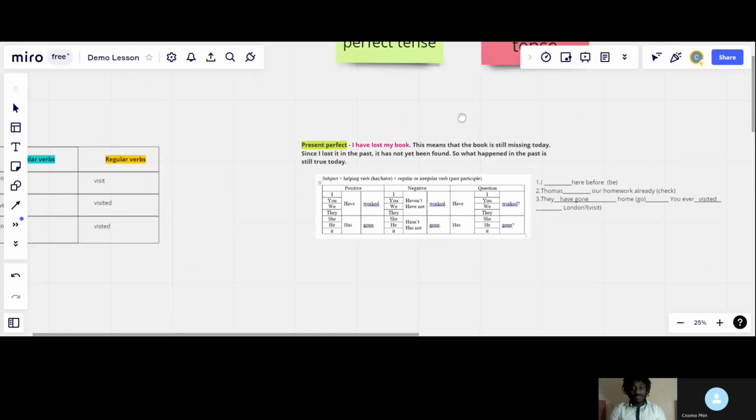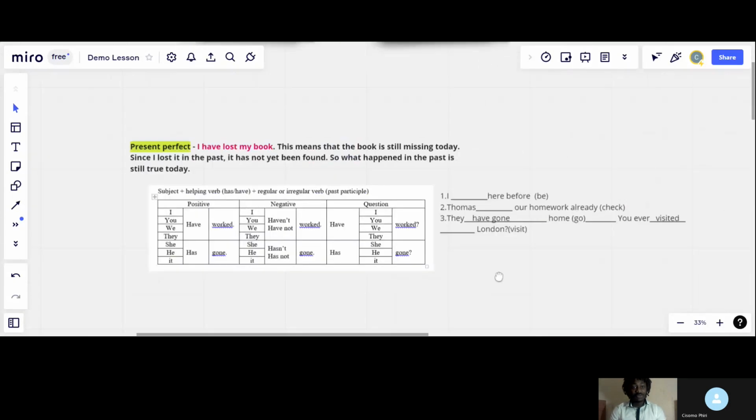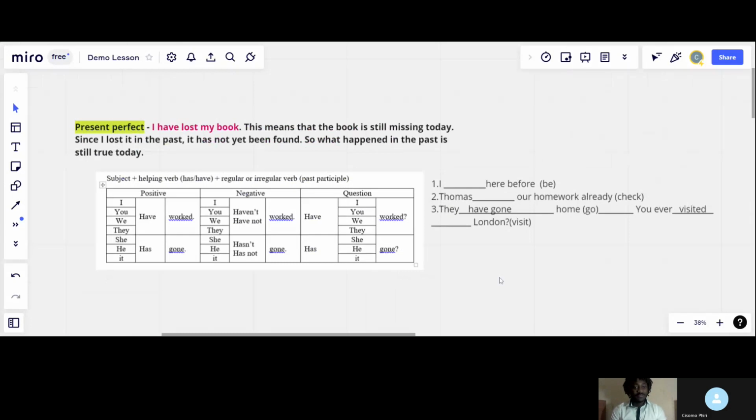So, what is a present perfect tense and how do we use it? I'll give you an example. I have lost my book. What does this mean? This means my book went missing some time back in the past, and up until today, I still don't have my book. This means that with present perfect tense, we talk about situations or actions that happened in the past and are still true today. They still have effect today.